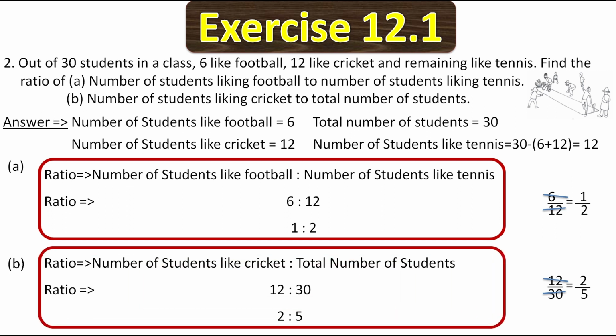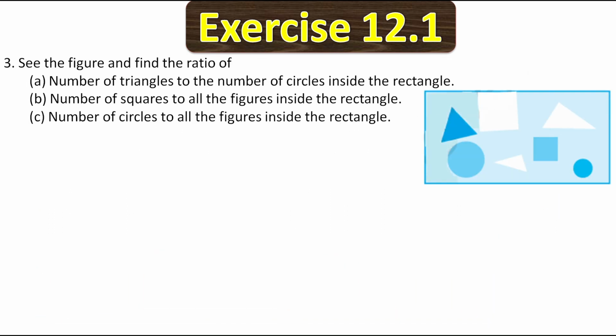Now let's move to the next question, that is the third one. See the figure and find the ratio. Okay, we have here the figure with some shapes. They have told us to find the ratio of the number of triangles to the number of circles, the number of squares to all the figures, and the number of circles to all the figures. So first we will write the given things.